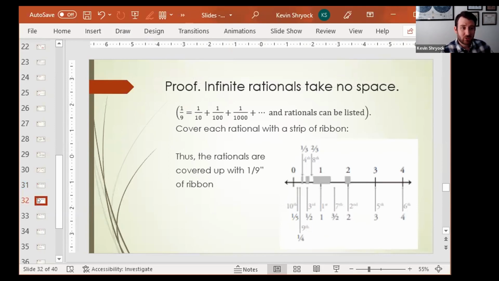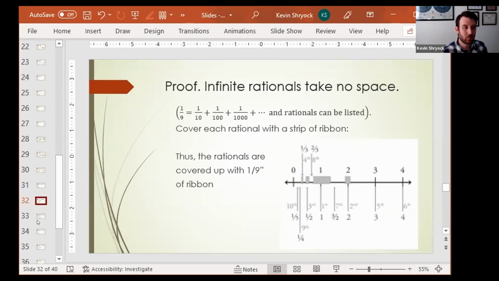Thus, the rationals must be together no bigger than 1/9 of an inch. You want to talk about the negatives? Fine. Repeat the exercise over there. You get 2/9 of an inch. I can cover it all up with ribbon, and I can cover it all up with a specific amount, 1/9 of an inch of ribbon.